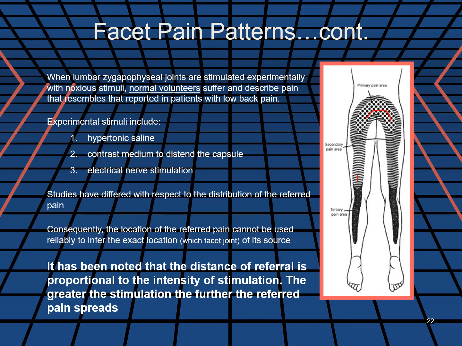This area here, these kind of lines here, you can see them even going up into that area. That's from moderate stimulation of the facets. And then the darker area is from major stimulation of the facets. So it has been noted that the distance of the referral is proportional to the intensity of the stimulation. The greater the stimulation, the further the referred pain spreads down the length of the lower extremity.